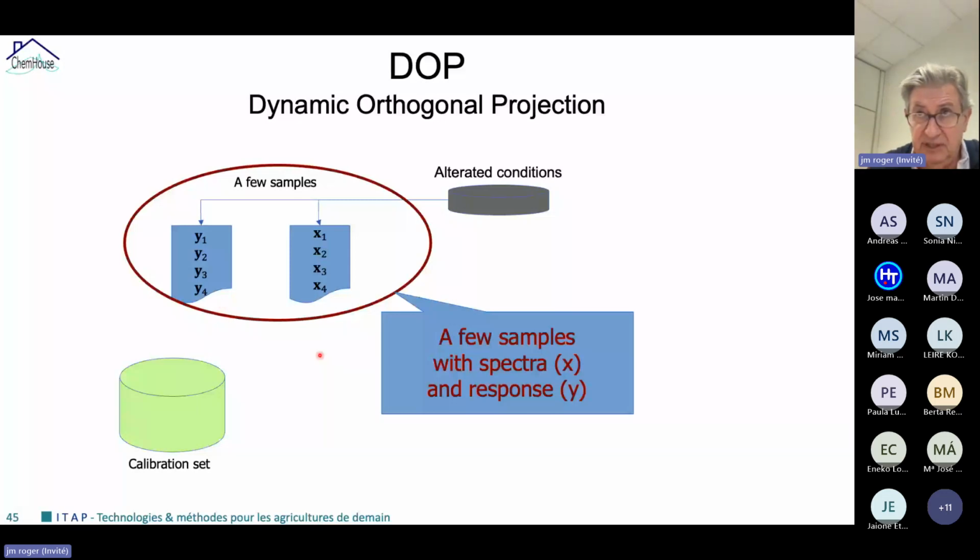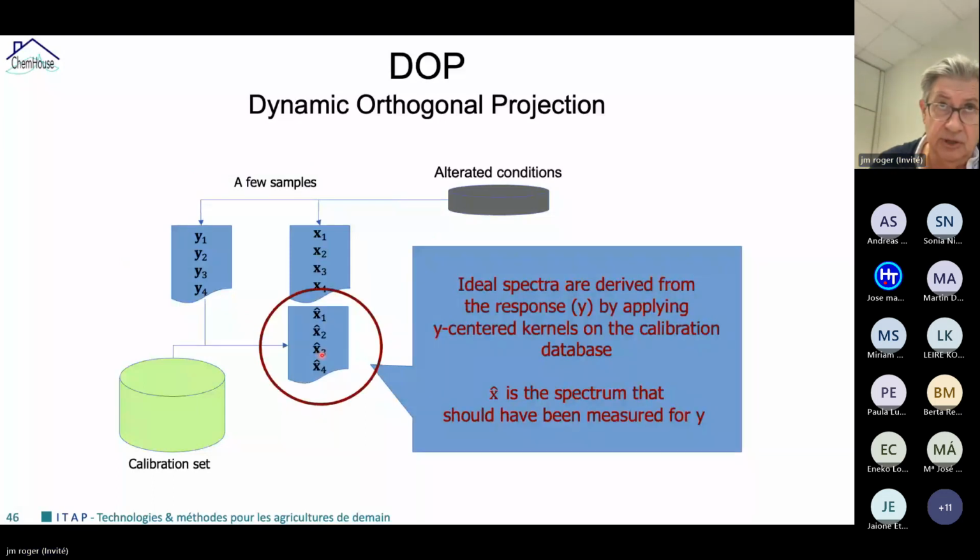So if we have a few samples, we propose, thanks to the Y value, to retrieve in the calibration set, that means in the source domain, the spectra which best match this Y value. Okay, and we do not do that by just searching. We do that by combining all the spectra of the calibration set thanks to a kernel centered on the Y values in order to have a kind of mean spectrum corresponding to each of the Y values.